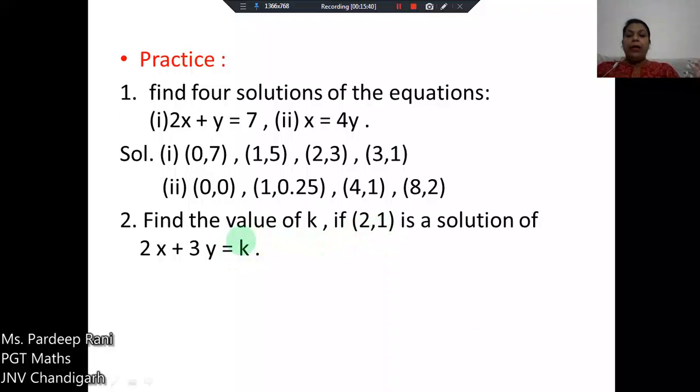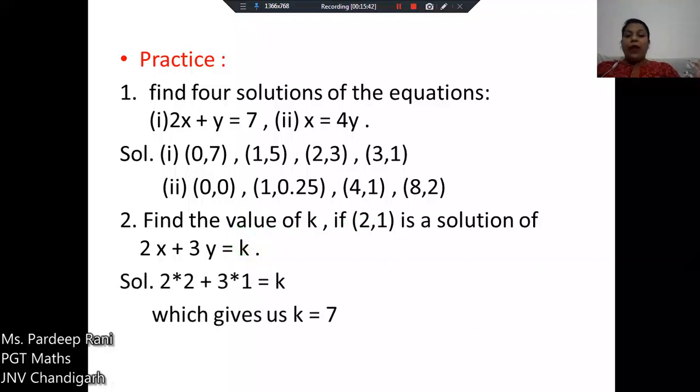So by replacing the values of x and y with this ordered pair, x as 2 and y as 1, we get 2 into 2, 4, plus 3 into 1, 3. 4 plus 3 equal to k, that is 7 is equal to k, which gives us the value of the missing quantity k as 7.